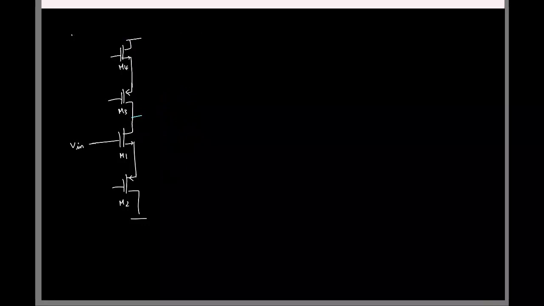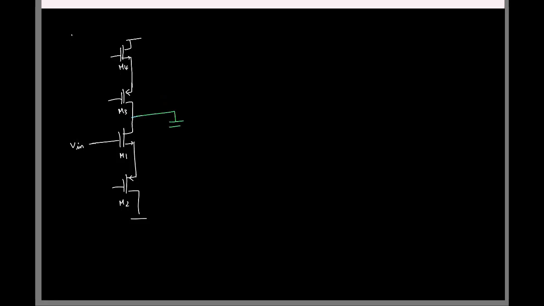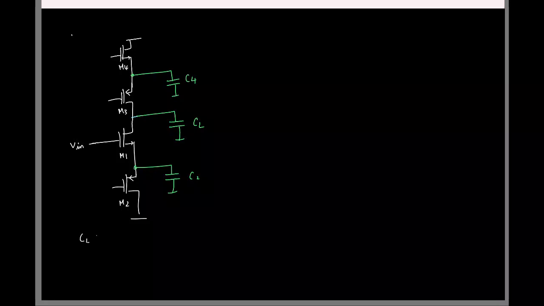You had capacitors at the output. I think this was CL, I think this was C2, probably this was C4. And I mentioned that CL is much greater than C2 and C4. So for estimating pole locations, you make the same assumption. Assume that the poles are uncoupled and they are far apart.